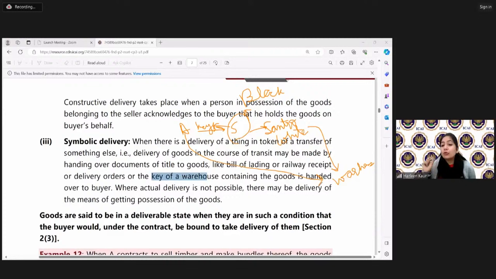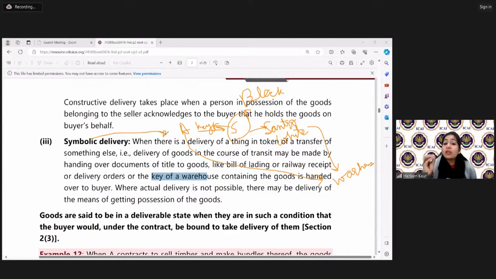So here, has he physically delivered the car to him? No, ma'am. Has he given the actual delivery of goods? No, ma'am. But what kind of delivery has happened? Symbolic delivery has taken place. You have symbolized, you have given him the keys of the warehouse. Or you have given him the keys of the car.